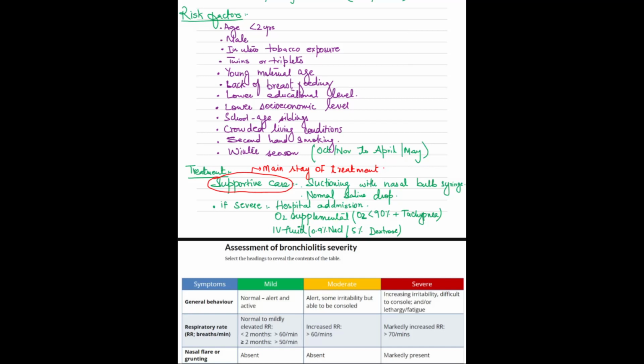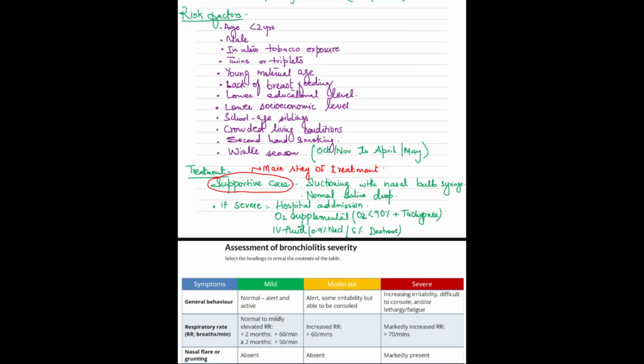If the child has a severe infection, that means the oxygen level is lowered, they have intercostal indrawing, they come with high grade fever, they are dehydrated, not passing urine as normal. In that scenario, you have to hospitalize the child. You have to give oxygen supplementation if the oxygen is less than 90% and the child is tachypneic, that is more than 70 breaths per minute. And if dehydrated, you need to give IV fluids. You can give 0.9% normal saline, or 5% dextrose. So these are the treatment options which we give.